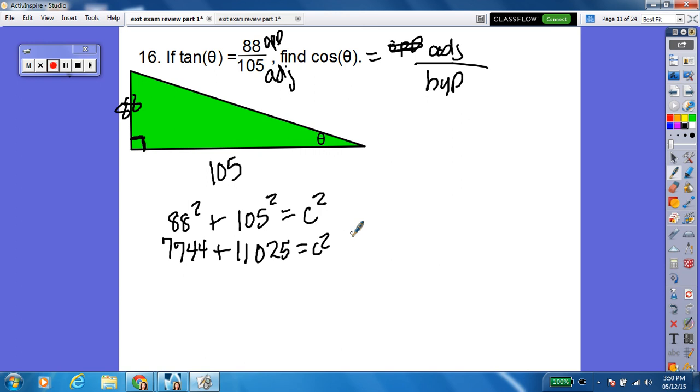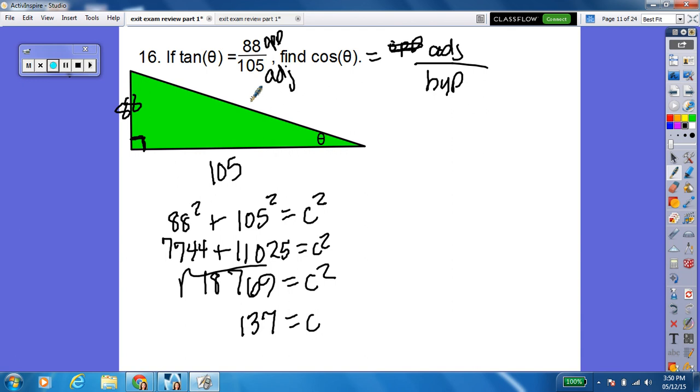Give me a second, this calculator's not working. Okay, sorry about that. Here we have 18,769 equals c squared, and then of course we're going to square root that. So let me get that in there, 18,769, and we get exactly 137, which means that this was a triangle family. It's a 5, 12, 13 is what it is.